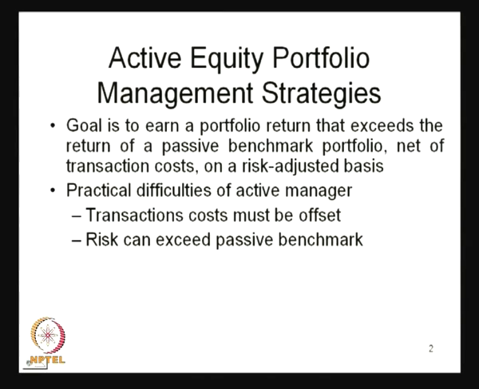But what are the practical difficulties the active manager always faces? The transaction cost must be offset, or the risk can exceed the passive benchmark. Already I told you what these two things are talking about. For example, if the basic goal is to always outperform the market, and that is your basic objective, then by hook or crook you want to get the extra return over what your market is giving. So, irrespective of the transaction cost, you do not think about the transaction cost and change your position frequently in the market to get that return.